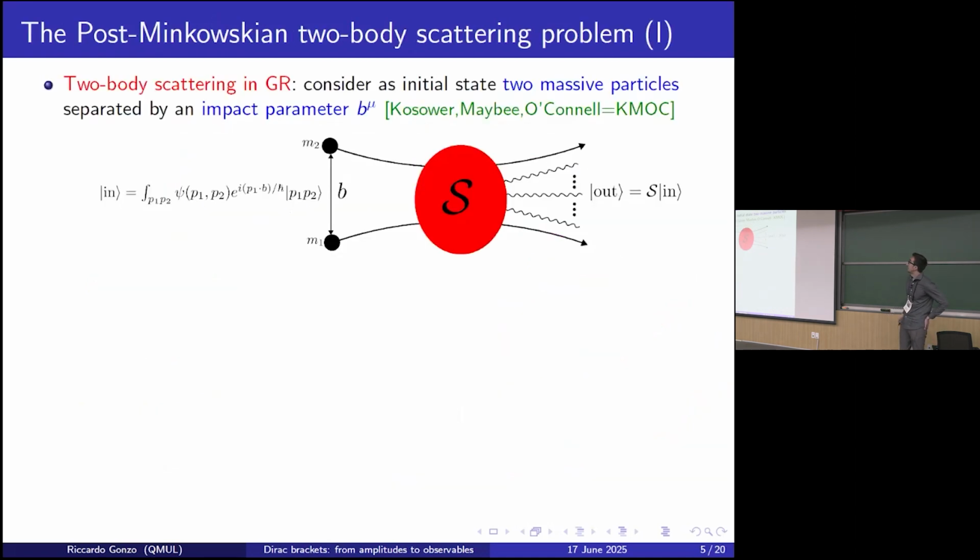So we start with the KMOC formalism, Kosower, Maybee, O'Connell. I think it's a very important formalism to clarify how to compute observables for the two-body problem.